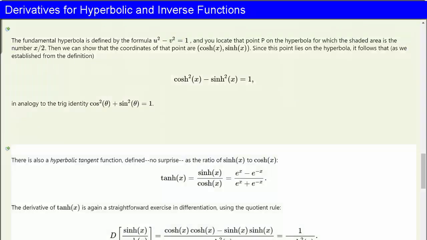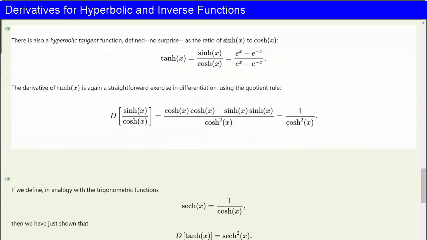There is also a hyperbolic tangent function defined, no surprise, as the ratio of sinh to cosh. The hyperbolic tangent of x is sinh over cosh, which is e to the x minus e to the minus x divided by e to the x plus e to the minus x. The derivative of the hyperbolic tangent, pronounced tanh, is again a straightforward exercise in differentiation using the quotient rule.